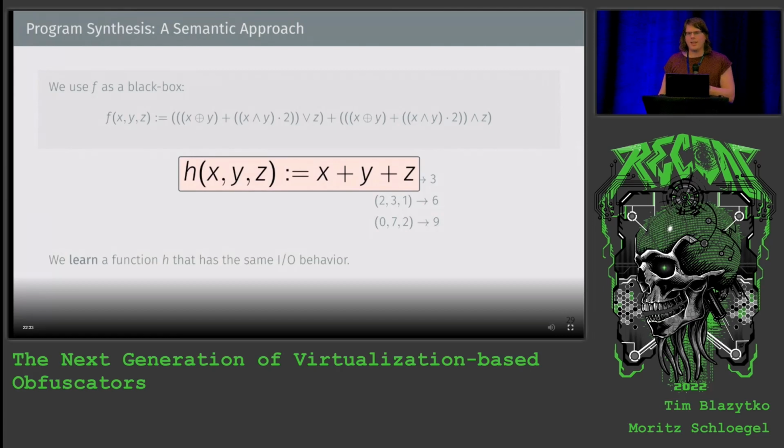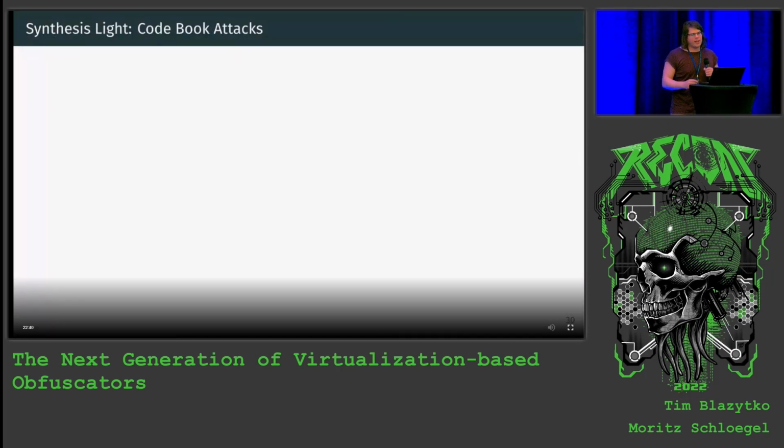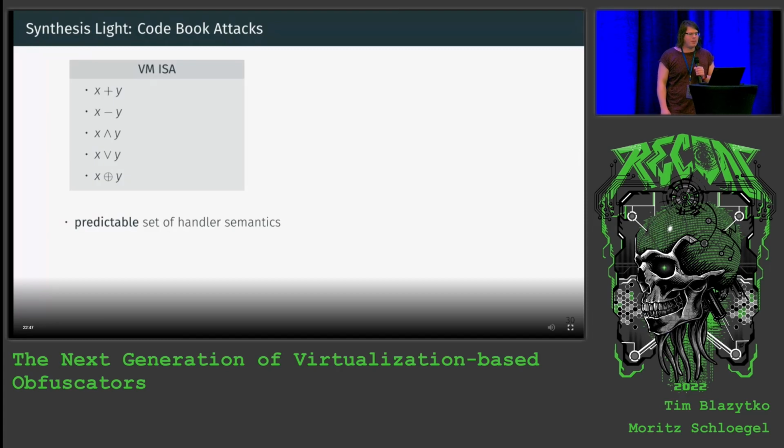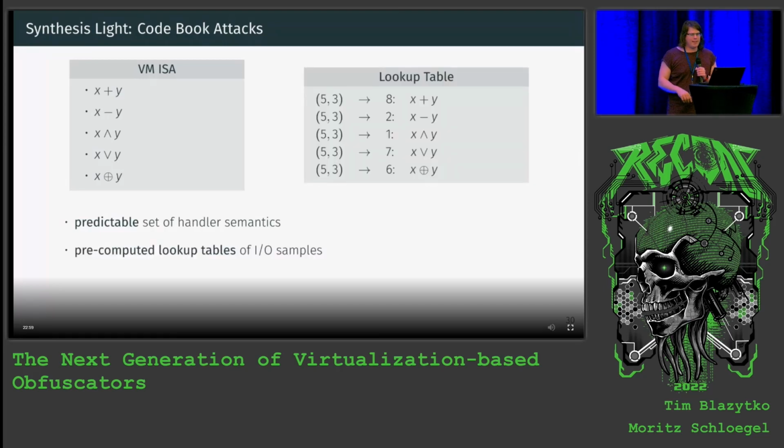Remember, instruction semantics are conceptually really easy. It's an addition, a multiplication, and stuff like that. Therefore, we can also do a lighter synthesis approach, which is known as codebook attacks. We generate a table of predictable instruction semantics, like addition, multiplication, subtraction, and so on. Then we pre-compute a lookup table, which takes the input-output behavior of those VM ISA instructions and maps I/O behavior to the handler.